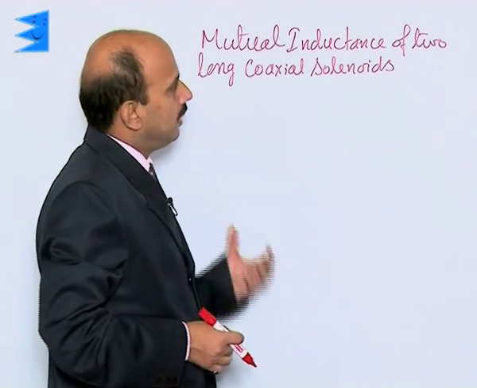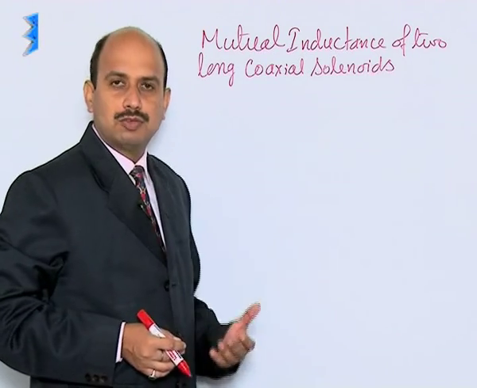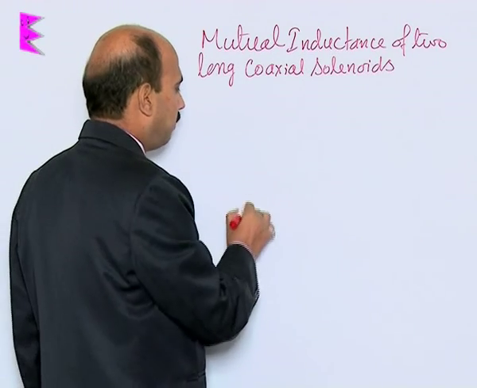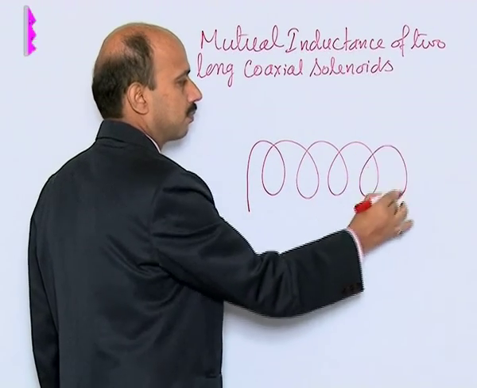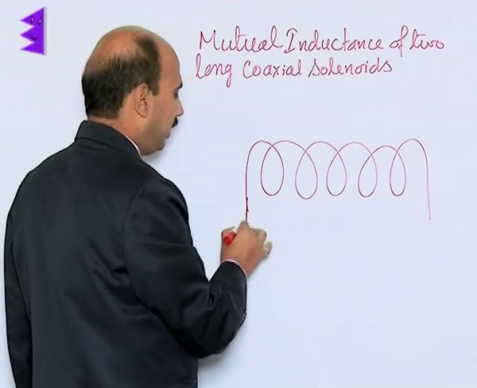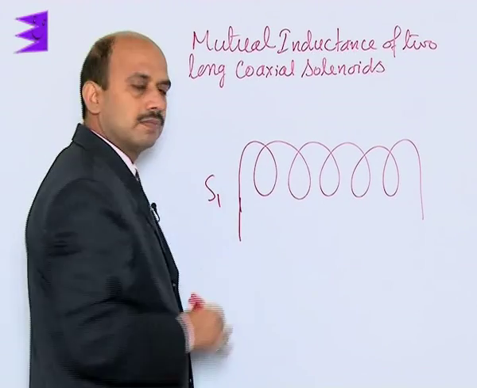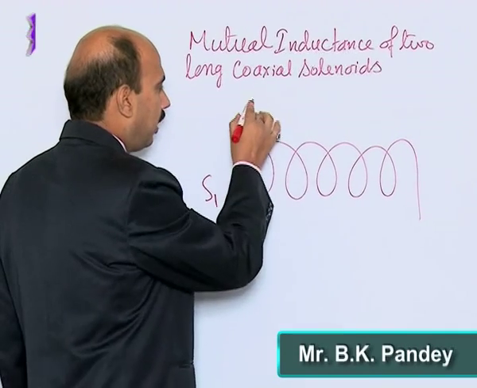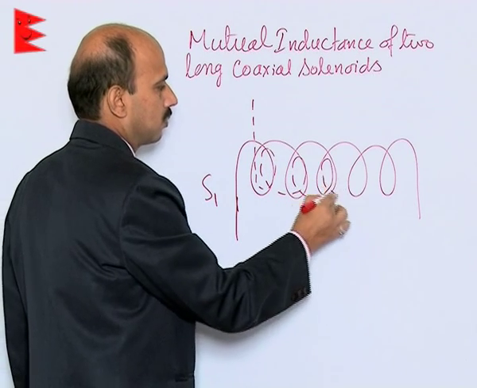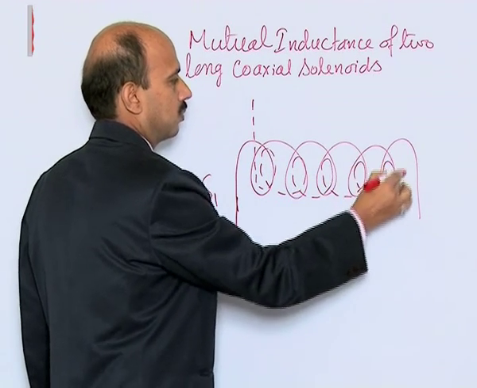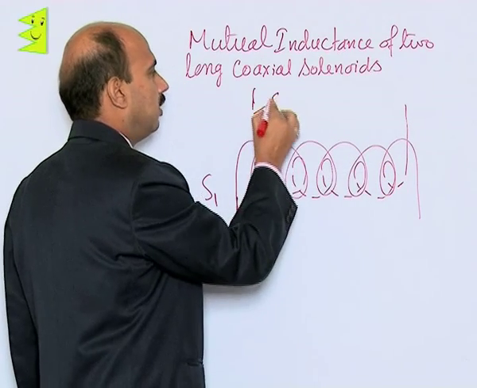Now, see a mutual inductance of two long coaxial solenoids. Suppose you have taken here, this is the solenoid 1. We can take this as S1. There is another solenoid here, like this. This is S2.